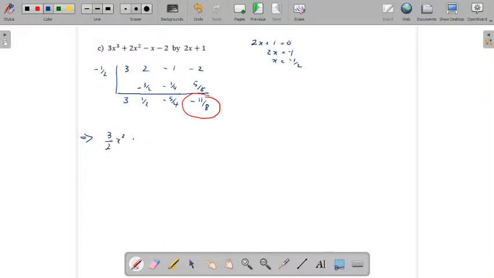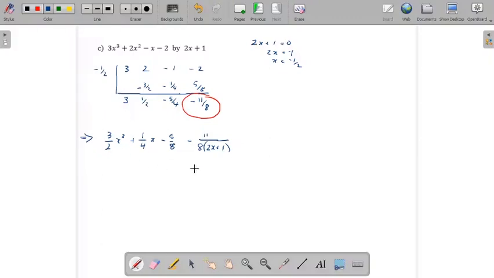squared plus 1/2 divided by 2, so that's a quarter, so that's plus 1/4 x minus 5/8, because when we go 5/4 divided by 2, it becomes 5/8. And then our remainder, minus 11/8 times 2x plus 1 is our answer.